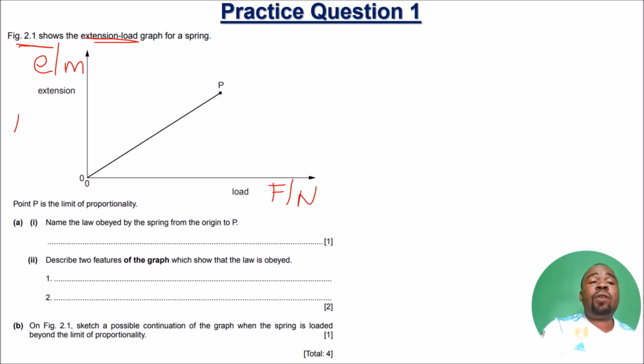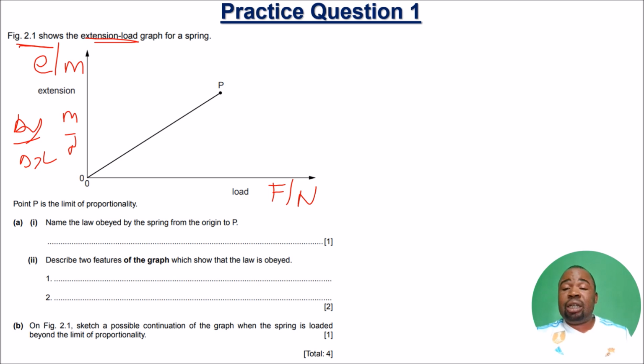So this is going to give us change in y divided by change in x, which is meters per newton. So the inverse of this gradient is going to give us the spring constant. But the gradient itself is not equal to the spring constant because it's an extension-load graph. Right, let's answer the questions from the past paper. The point of the limit of elasticity is P. So up to P, there is a direct proportionality between extension and force.